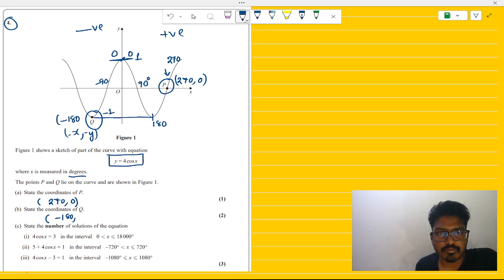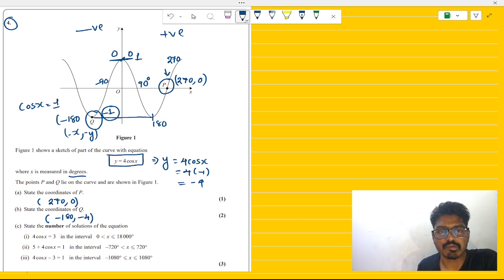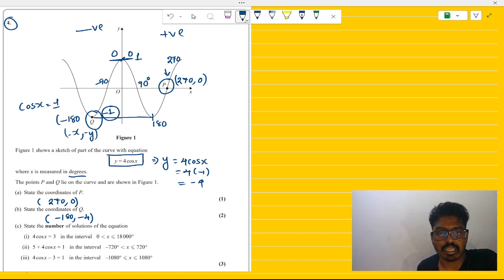And then they have given that y = 4 cos x, and for the y coordinate we need cos x. Cos x will be negative 1. So therefore we'll plug in 4 times negative 1, which will be negative 4. So we can write that the next coordinate will be negative 4. So that will be our answer for part A and part B.